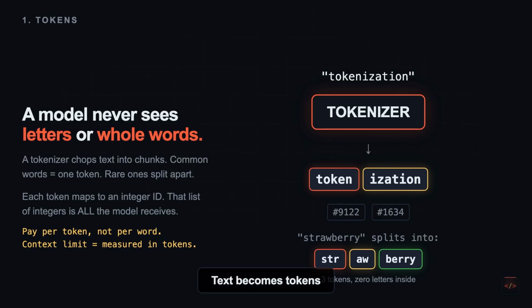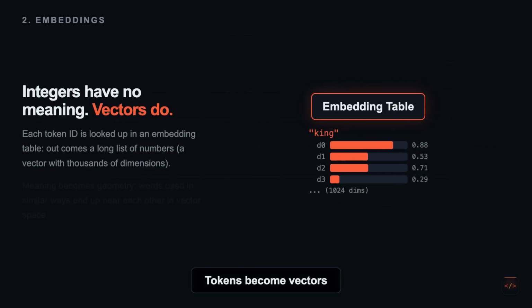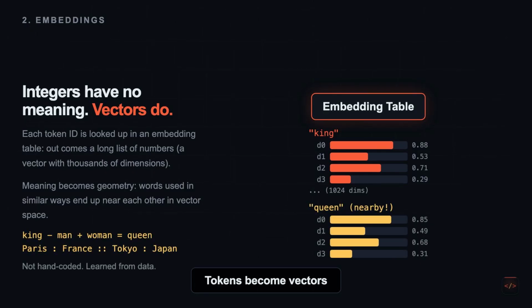Embedding is also an interesting characteristic of LLMs. Integers alone carry no meaning. So each token ID is turned into a vector, a long list of numbers, through a lookup table called an embedding. Picture every token as a point in space with thousands of dimensions. The trick is that meaning becomes geometry. Words used in similar ways end up near each other.